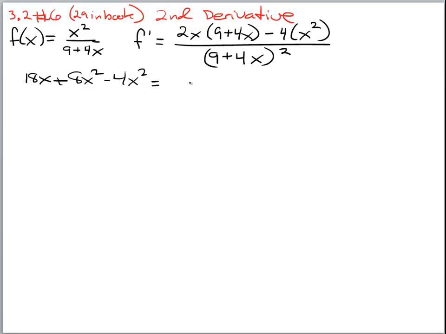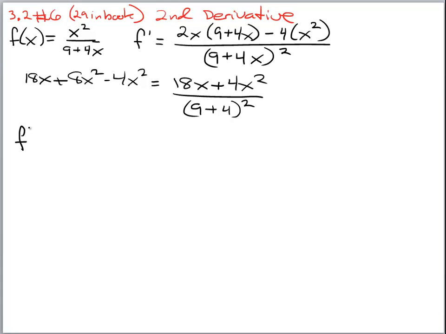So our new top, right, when we clean it up, 18x plus 4x squared, and we combine these two terms, all over 9 plus 4x quantity squared. And you might as well leave the bottom as quantity squared because it's a pretty easy thing to take a derivative of using the chain rule. And we're going to have to square it again anyway when we do the quotient rule.